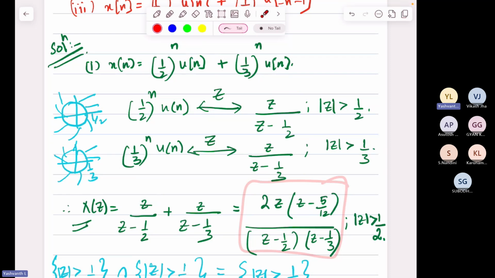Now, how to find the ROC? The ROC is nothing but the intersection of both the ROCs, right? So let me just draw here.